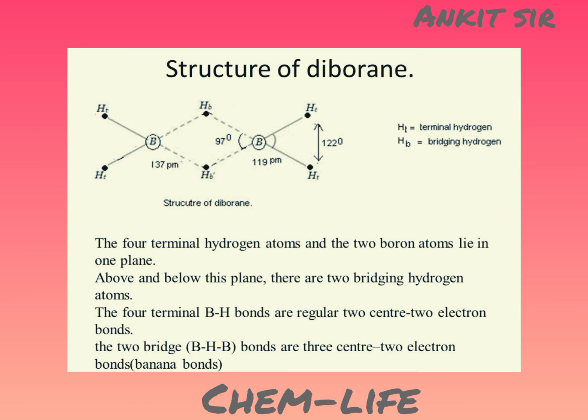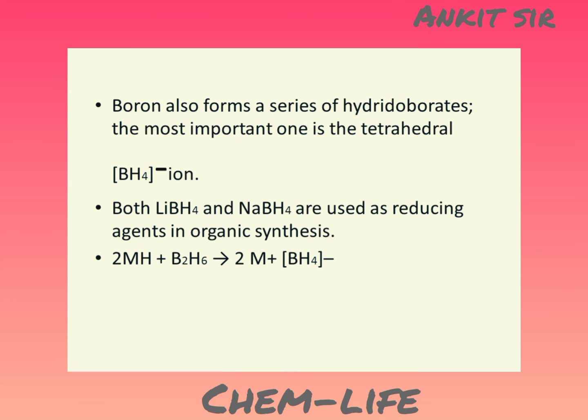Boron also forms a series of hydridoborates. The most important one is the tetrahedral BH4 negative ion. Both LiBH4 and NaBH4 are used as reducing agents in organic synthesis. 2MH, which is metal hydride, plus B2H6 gives you 2M+BH4-, which is the hydridoborate ion.